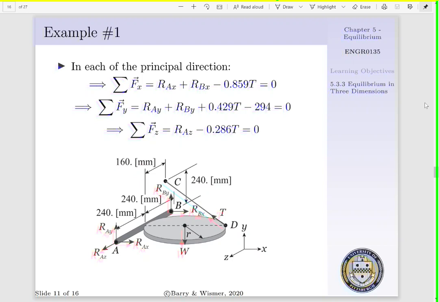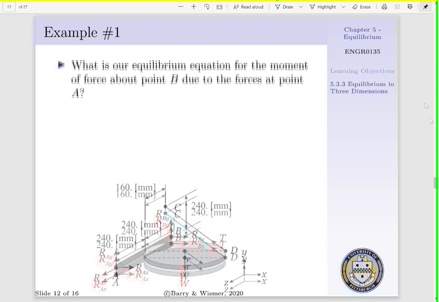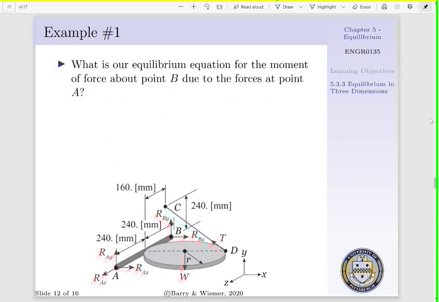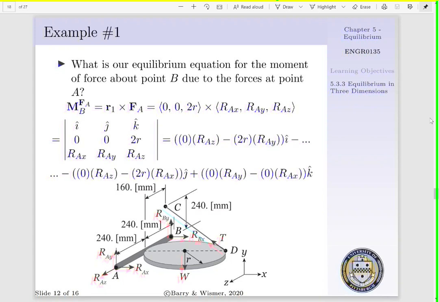Currently, we have 3 equations and 6 unknowns. Thus, we have to look at our moment equations. The first equation we can apply is our moment of force about point B due to the forces acting at point A. That is, we can say our moment of force about point B due to the forces at A is equal to R1 cross FA, where R1 is our position vector going from B to A, which is described as 0, 0 to R.